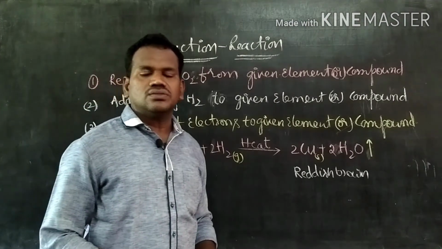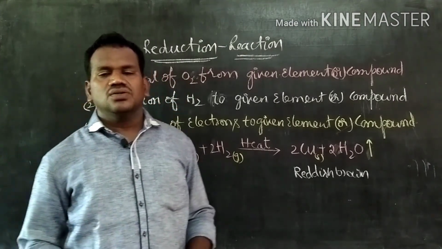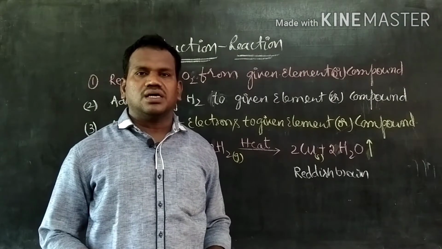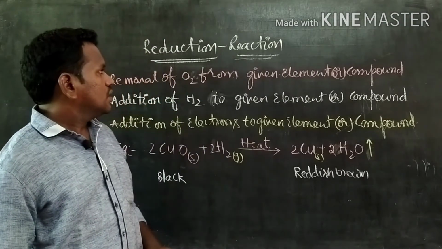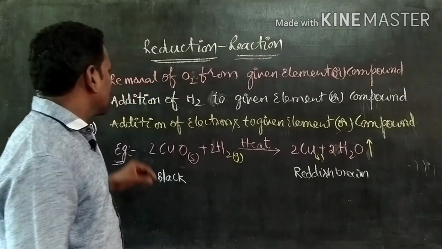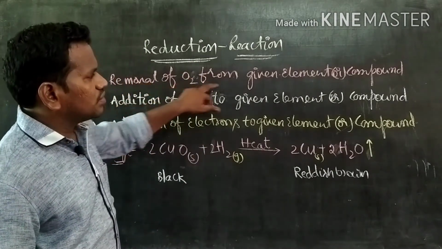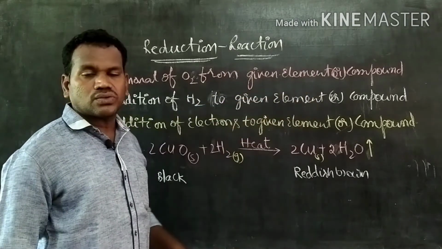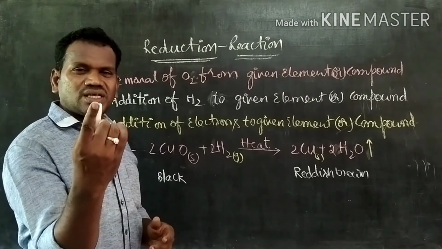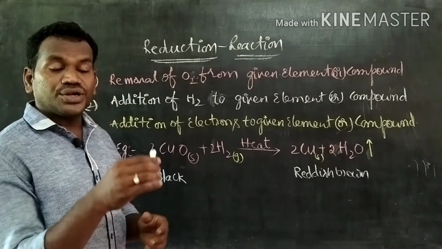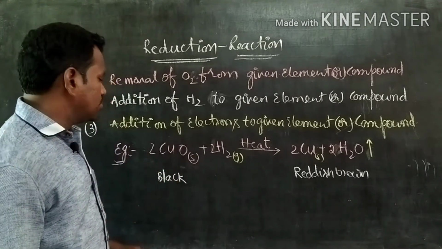In this video, we are going to discuss one of the very important parts of chemistry, that is reduction. What is reduction? Removal of oxygen from the given element or compound. Addition is called oxidation reaction. Then removal is reduction, reduced. See the example here.